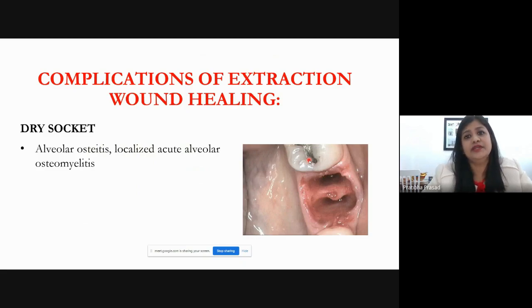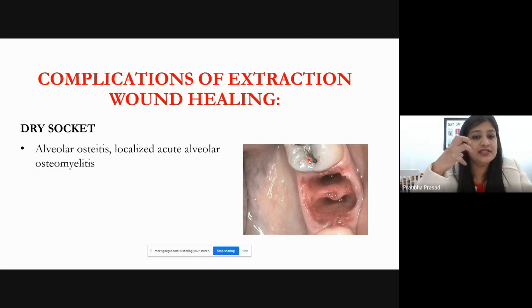What can be a complication while you're doing extraction of a tooth is dry socket. There are quite a few instructions which you must give the patient. They are not to spit, because that's going to create negative pressure in the oral cavity. If you keep spitting, there is a chance that the clot in the wound is going to be lost. The second is, do not use any straw to drink your fluids, because that's again going to create negative pressure and might suck the clot out of the socket.